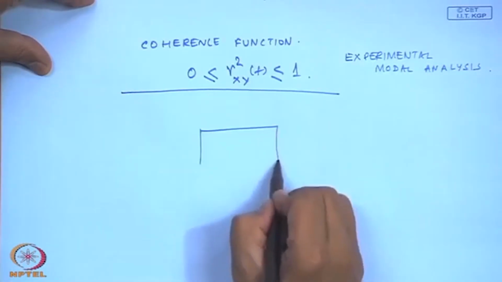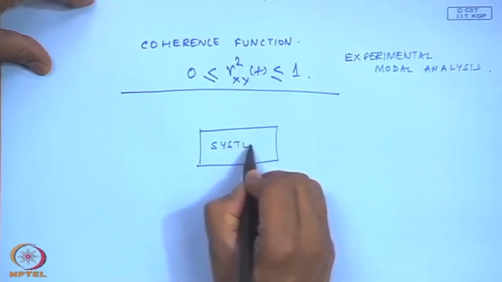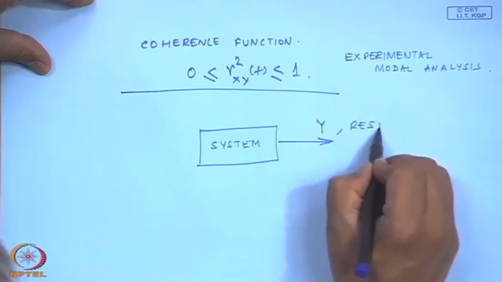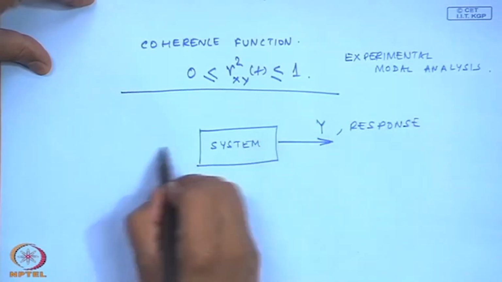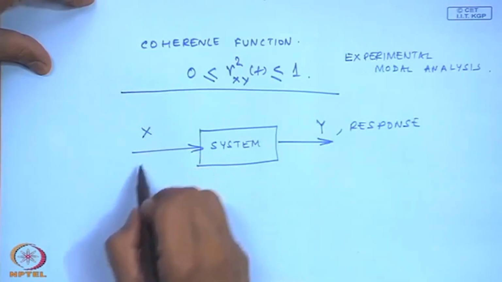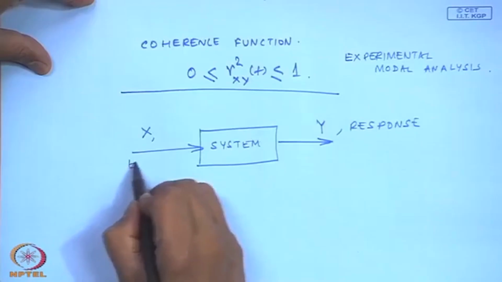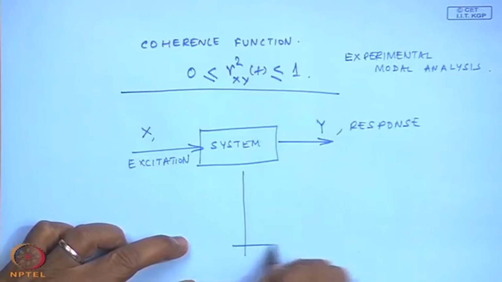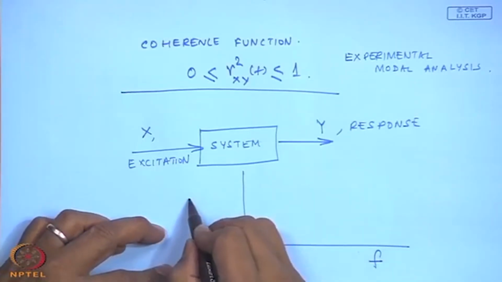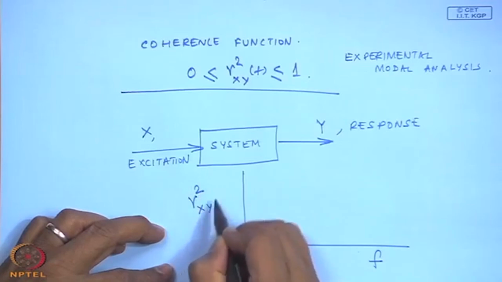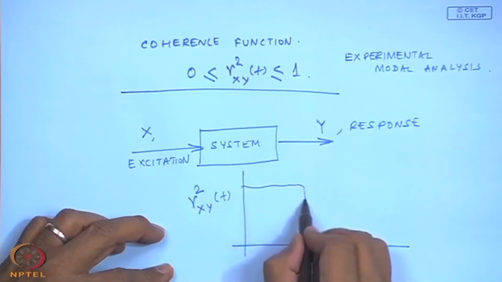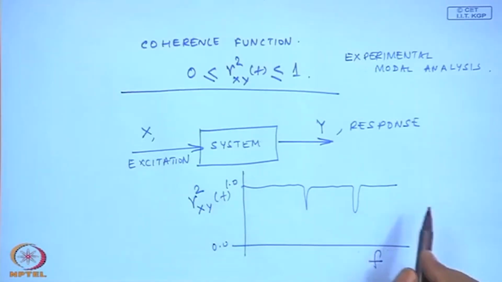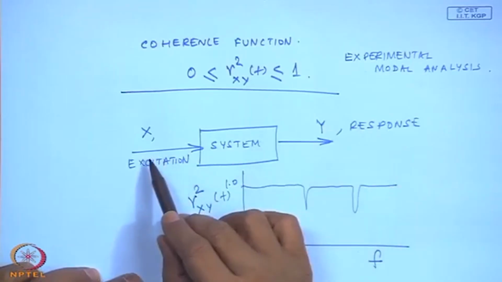Because if I have a mechanical system or a machine, suppose I am getting some output y, which is the response, because of some input x, which is the excitation, and to know whether this system is linear, I can measure the coherence function gamma x, and if this value is high, I know mostly that the response is because of the excitation.